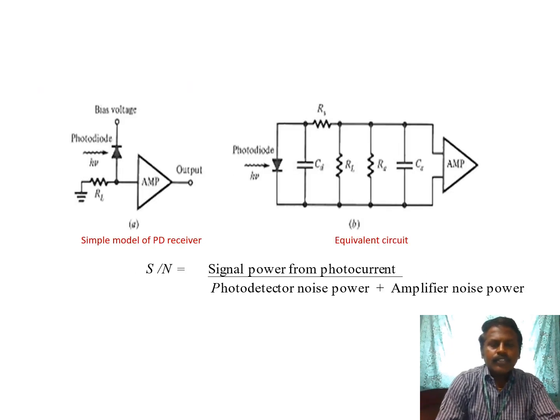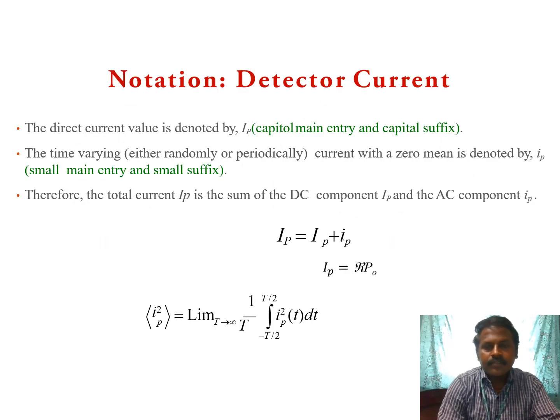Then look at the diagram. This is a simple model of a photodiode receiver, where the photodiode receives the optical signal from the optical fiber, which is given to the amplifier. This amplifies the low, incoming weak signal. Then this is the equivalent circuit, so the signal to noise ratio is equal to the signal power from the photocurrent divided by the noise power from the photodetector, added with the noise from the amplifier. The detector current is represented by IP.